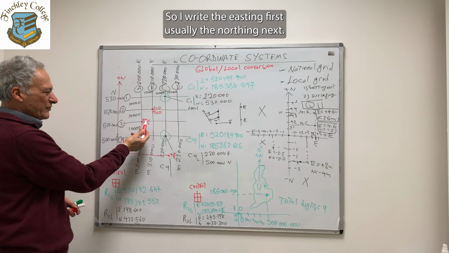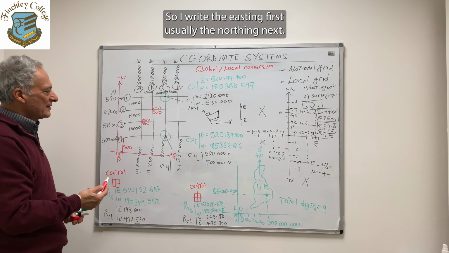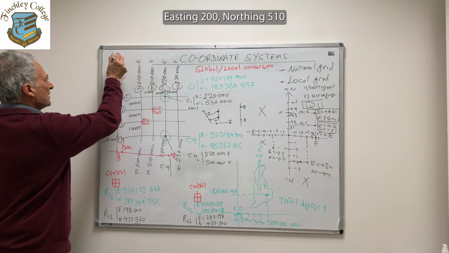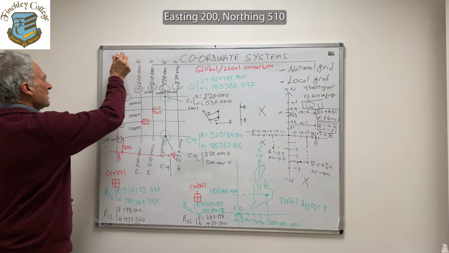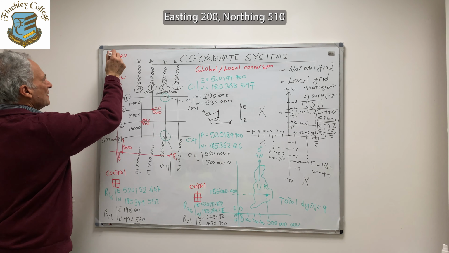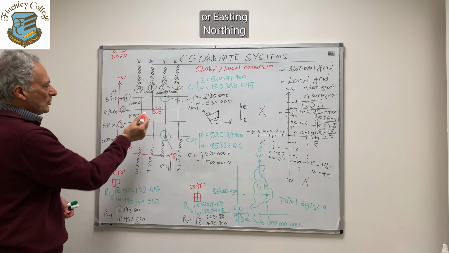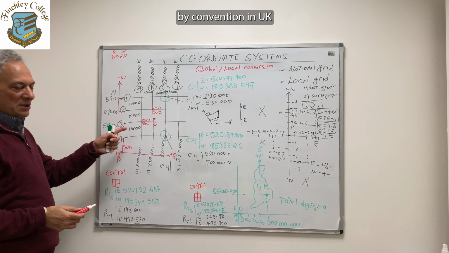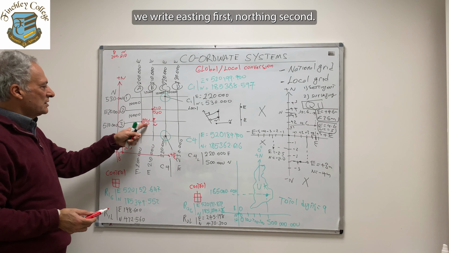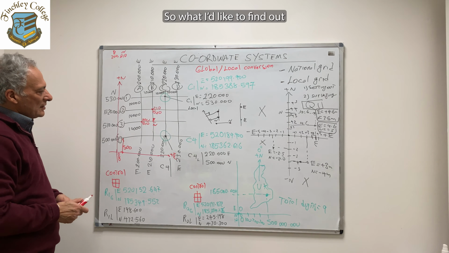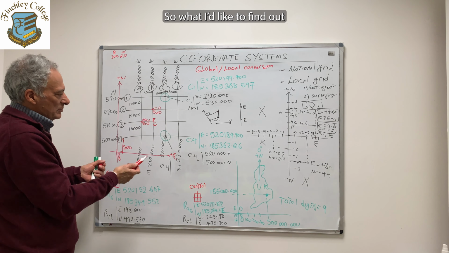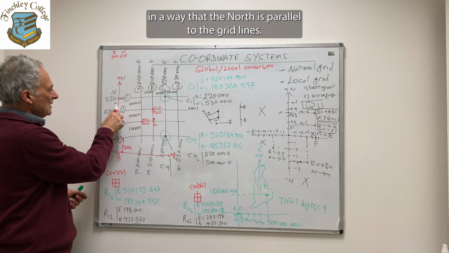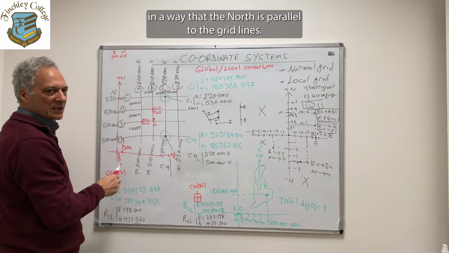So I write the easting first, usually the northing next. You can write it vertically like that, or you can write like that, easting 200, northing 510. Easting, northing. By convention, in the UK, we write easting first, northing second. So what I'd like to find out, I've created my own coordinate system in a way that the north is parallel to the grid lines.